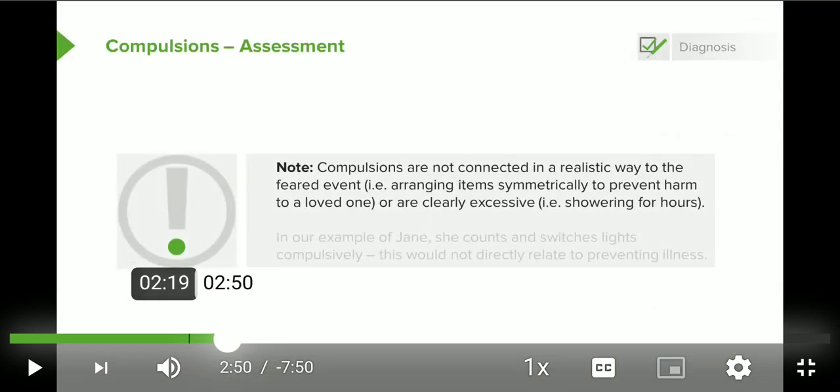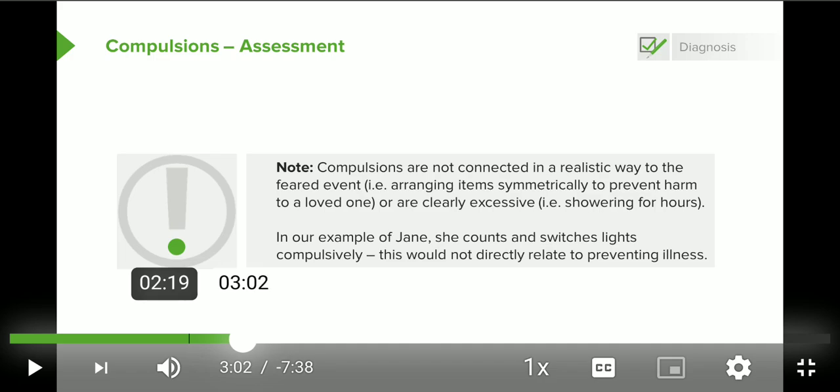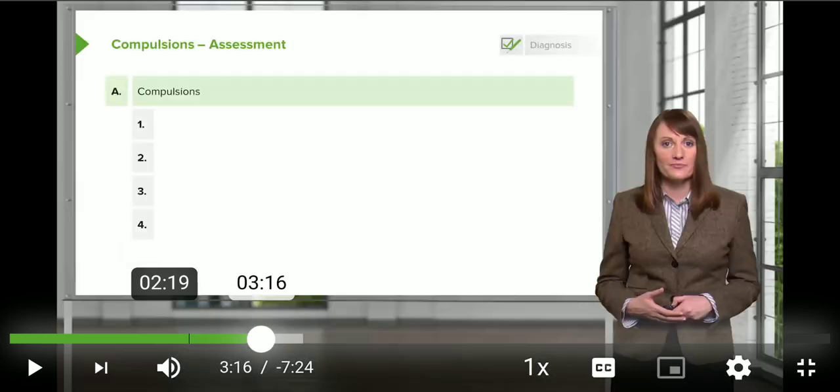In doing your assessment, it's important to note that compulsions are not always connected in a realistic way to the feared event. And they also are clearly excessive, so they're really overboard. In our example of Jane, she counts and switches lights compulsively. This would not directly relate to preventing an intractable illness, which she's greatly afraid of. So again, there's no realistic connection between the two.